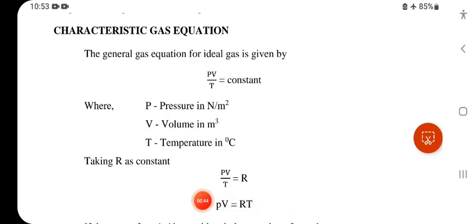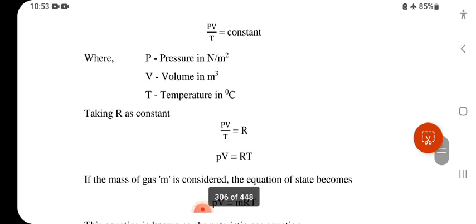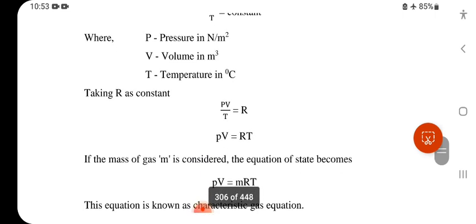Next we go for the characteristic gas equation. The general gas equation for an ideal gas is given by PV divided by T equal to constant. P is the pressure in Newton per meter square, V is the volume in meter cube, and T is the temperature in degree Celsius. Taking R as a constant, PV divided by T equal to R, so PV equal to RT.